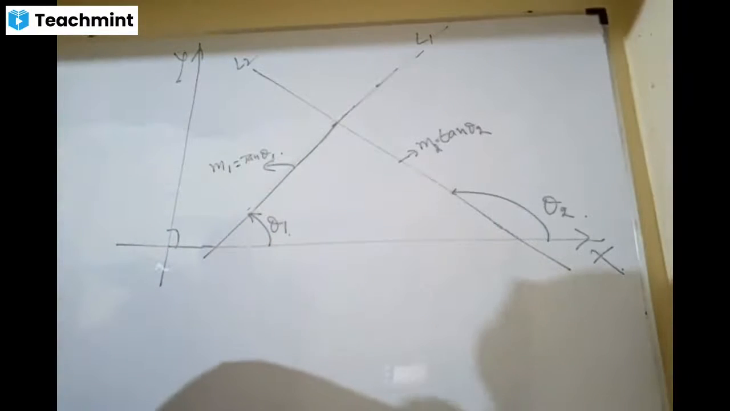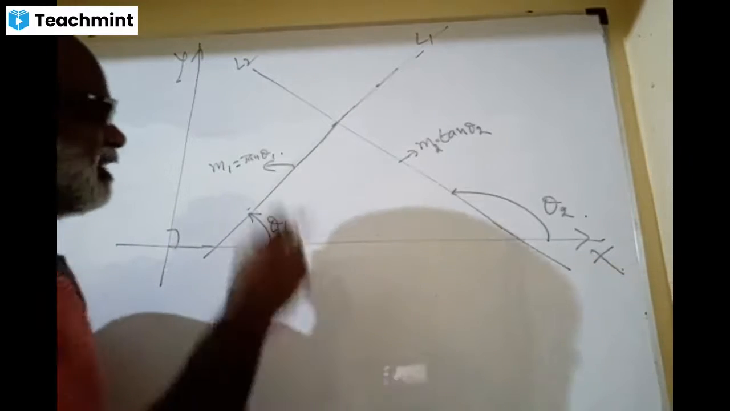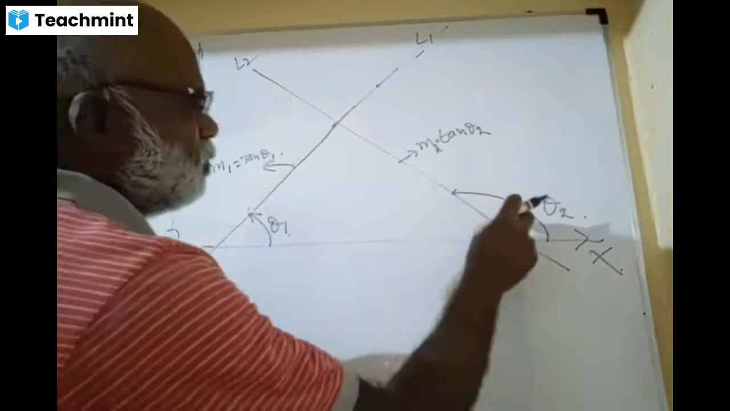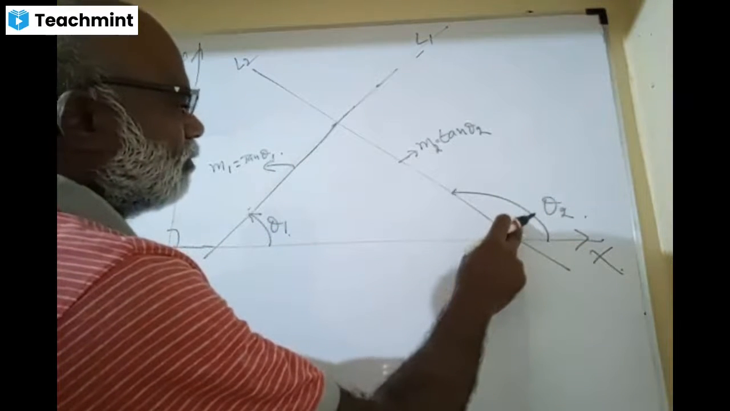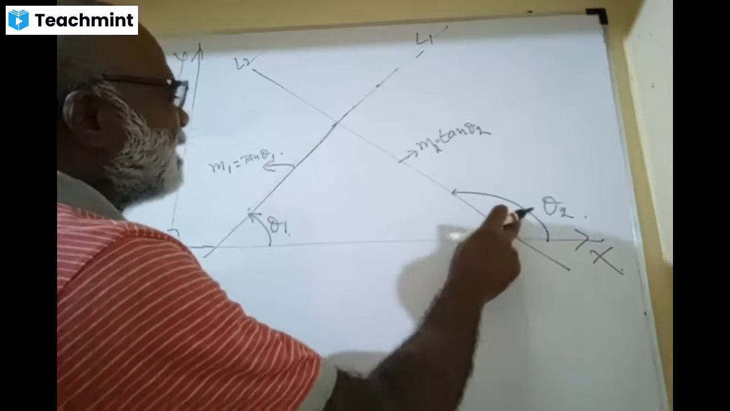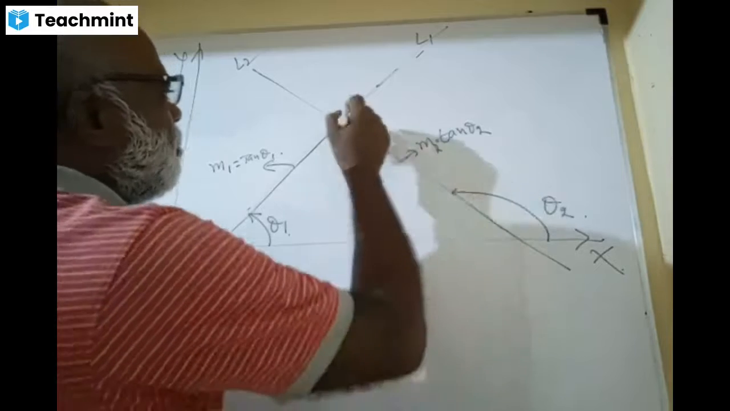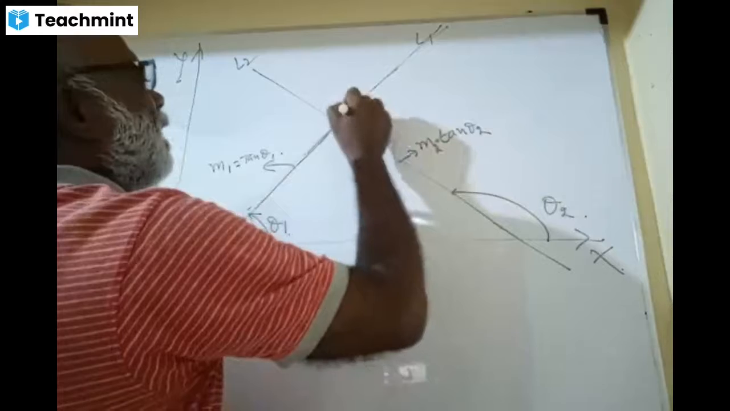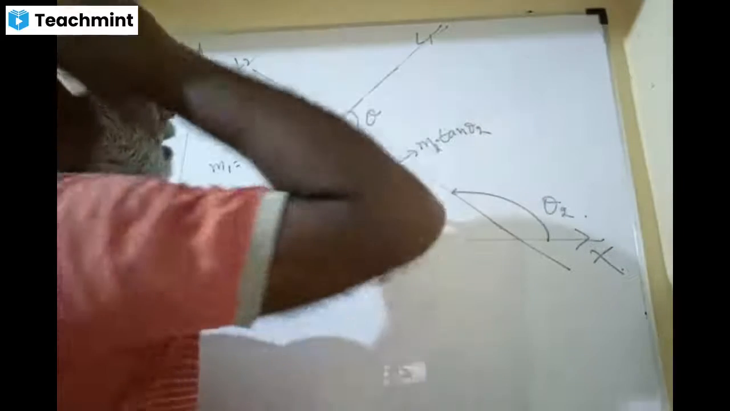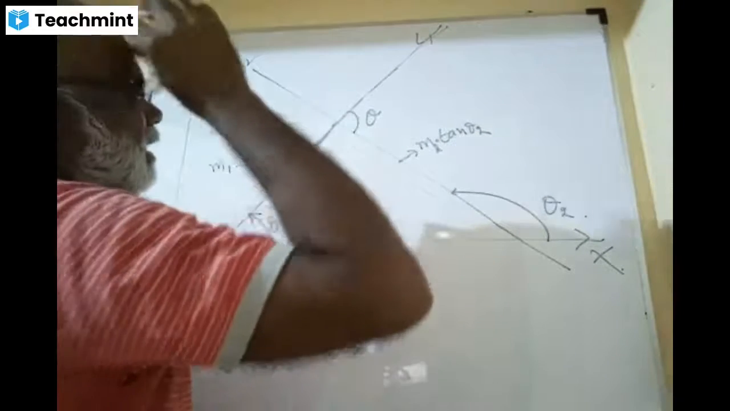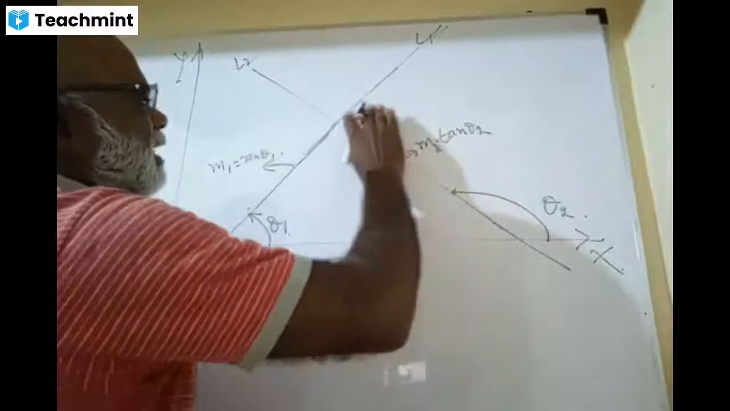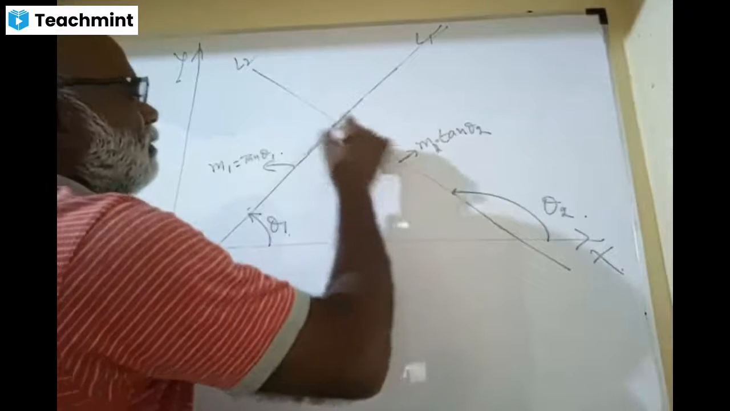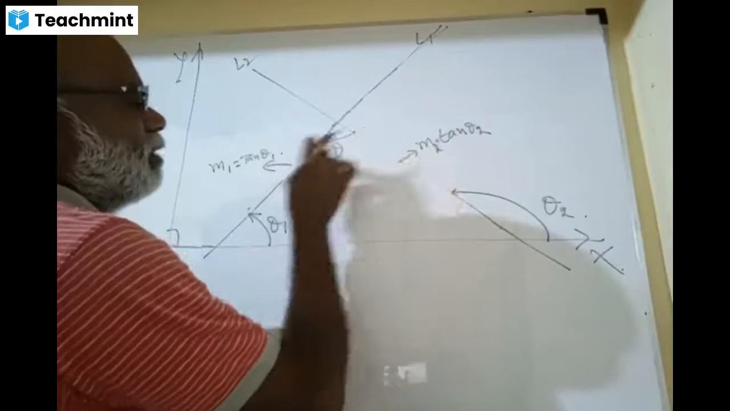Brilliant. Friends, if this is θ1 and this is θ2, can you please tell me, the angle between the two, I have to find out. Let me call this theta. These are two lines, okay? Angle between two lines, theta.